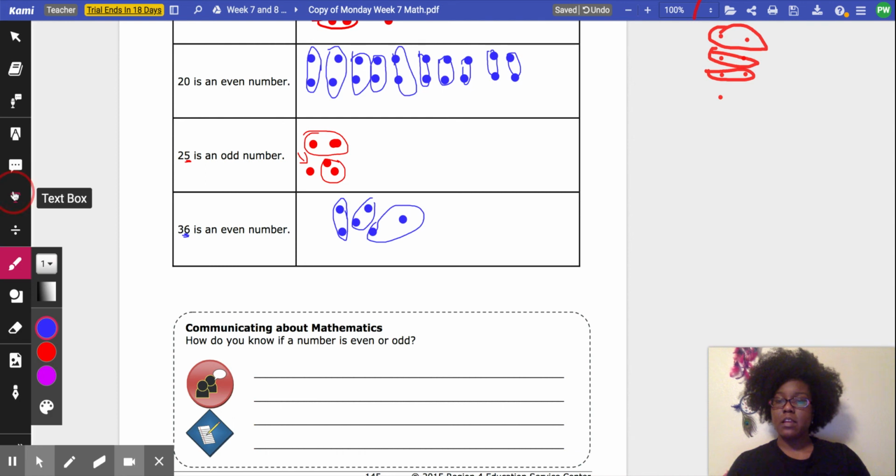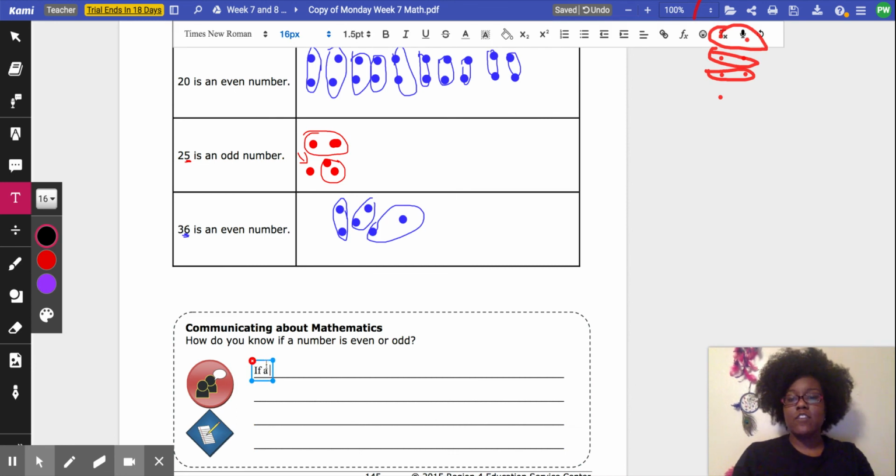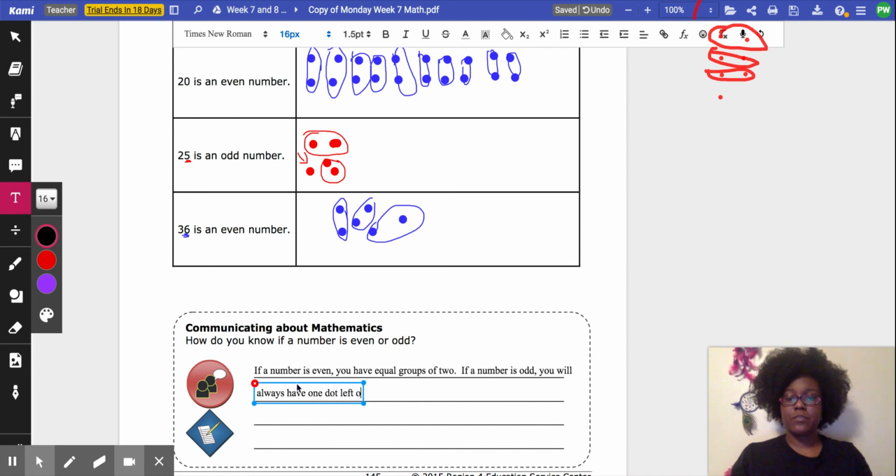And then down at the bottom, it says, how do you know if a number is even or odd? So I'm going to say if a number is even, you have equal groups of 2. If a number is odd, you will always, oh, it doesn't go down to the next line. I always forget that. You will always have 1 dot left over.